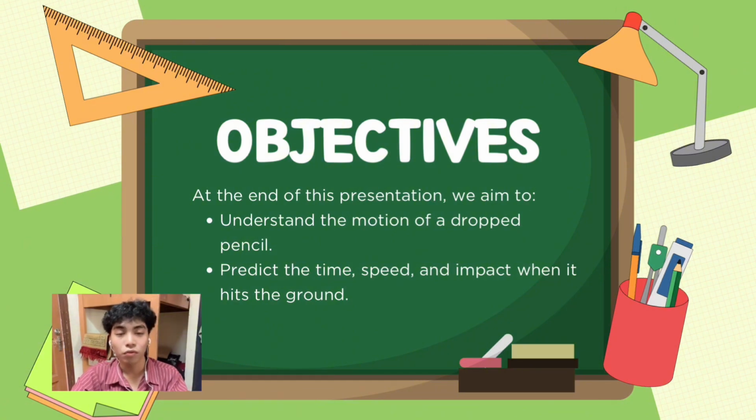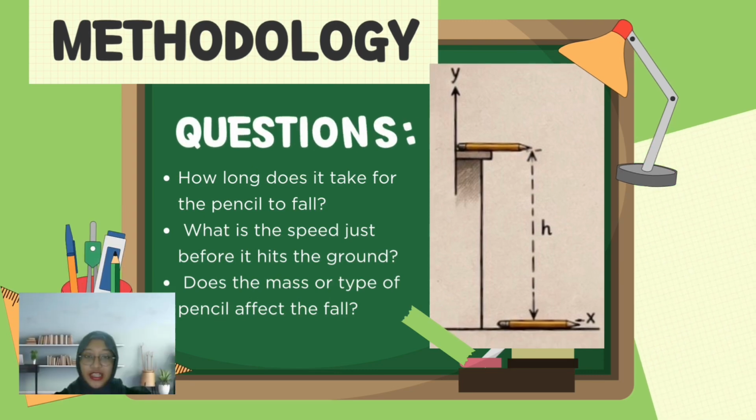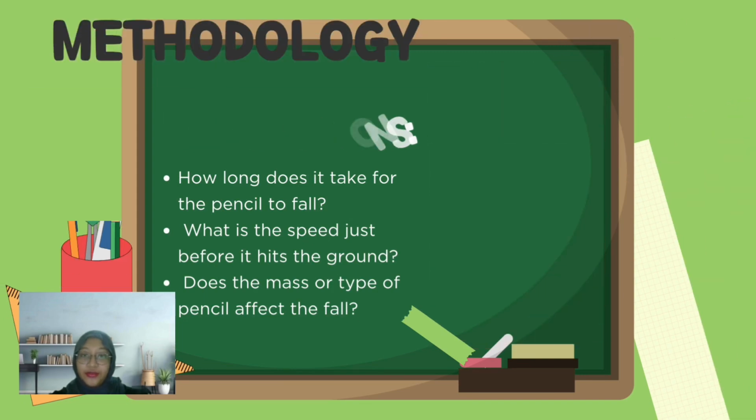affects moving objects. For the methodology, the first question is how long does it take for the pencil to fall? The second, what is the speed just before it hits the ground? The third, does the mass or type of pencil affect the fall?